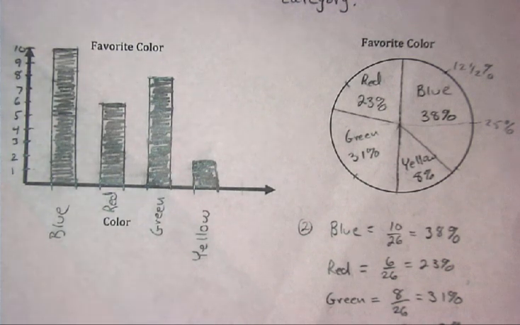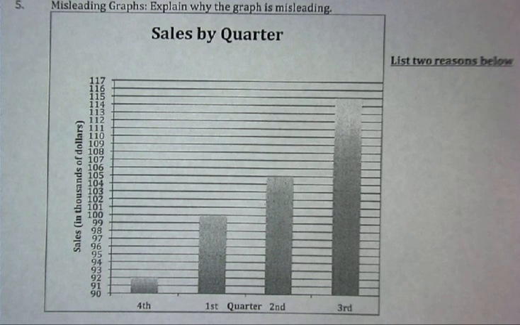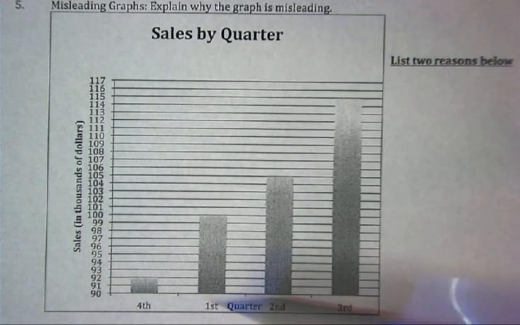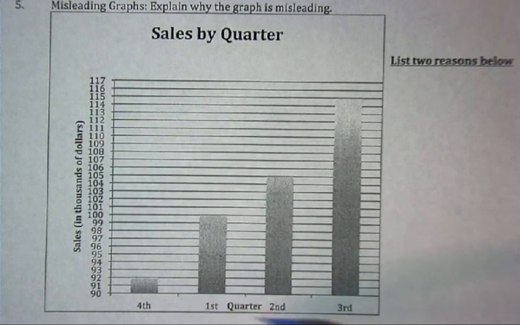Next, we're going to take a look at a graph that might be a little bit deceiving or misleading. If we look at this graph, the first thing I want you to do is take a look and make sure that everything is there that belongs in every graph. We have a title where it's sales by quarter. We have the sales in thousands of dollars. We have the quarters down here, fourth, first, second, and third.